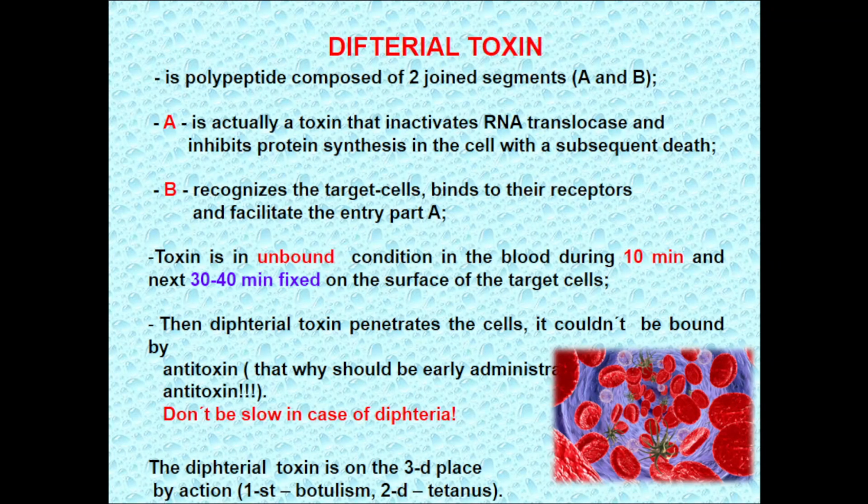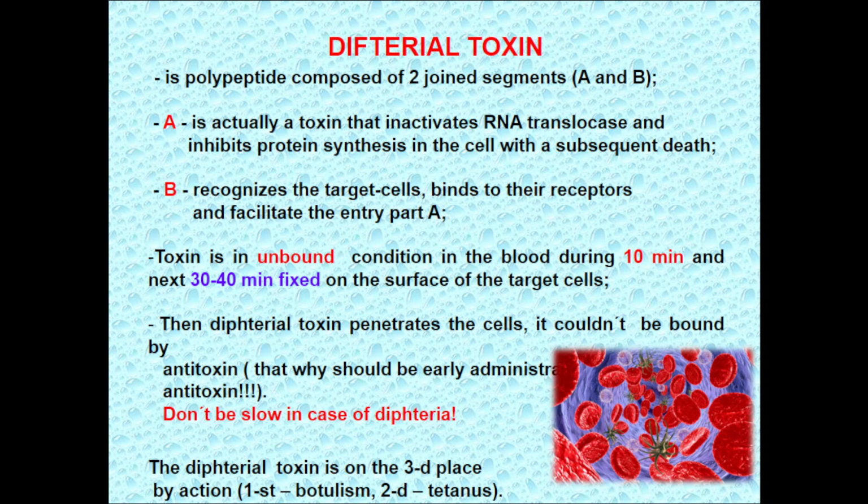Diphtheria toxin is a polypeptide composed of two joined segments, A and B. A is the actual toxin that inactivates RNA translocase and inhibits protein synthesis in the cell with subsequent death. B recognizes the target cells, binds to their receptors, and facilitates the entry of part A.